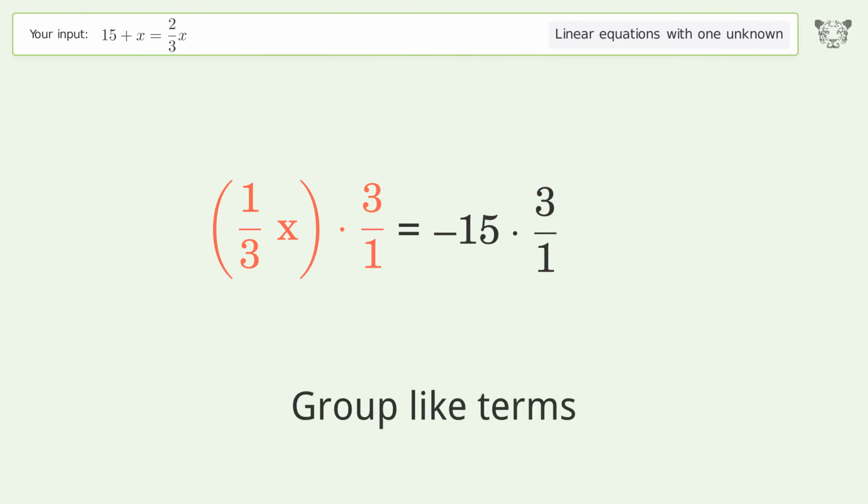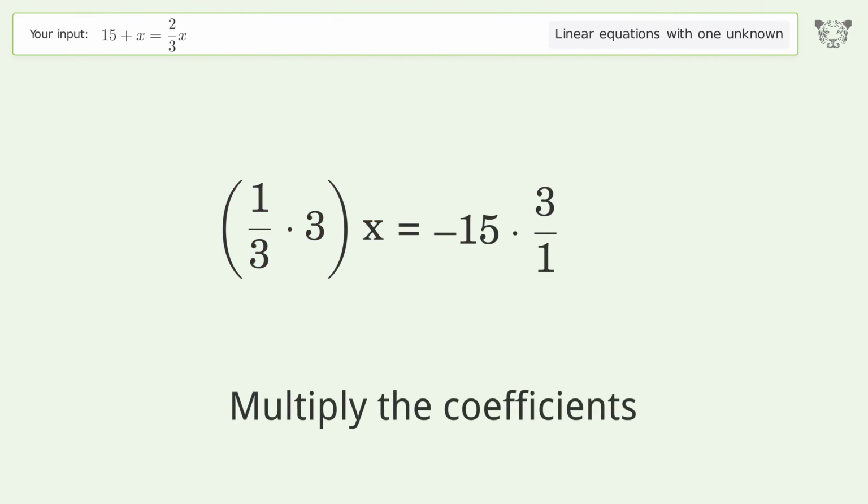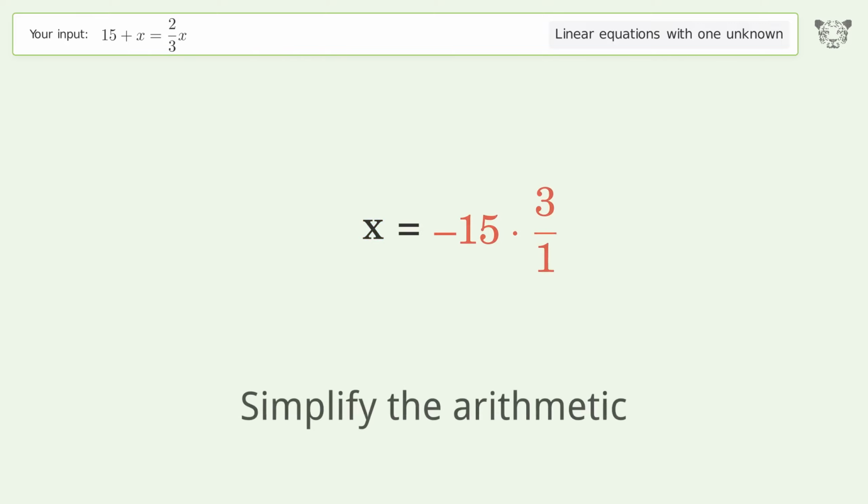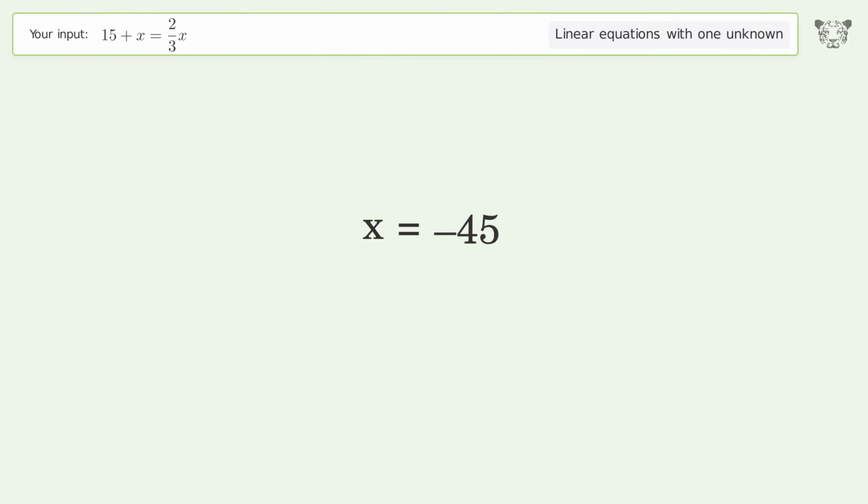Group like terms. Multiply the coefficients. Simplify the fraction. Simplify the arithmetic. And so the final result is x equals -45.